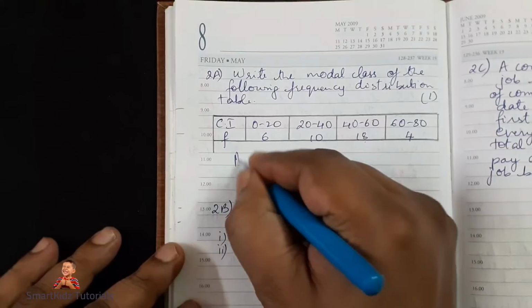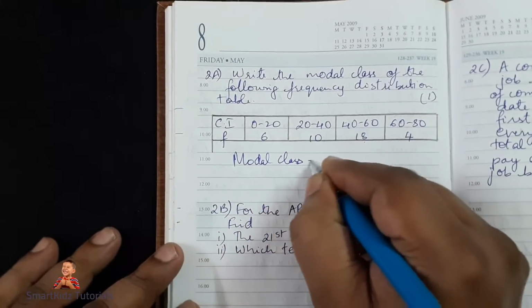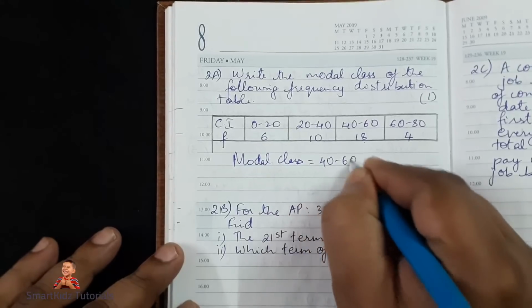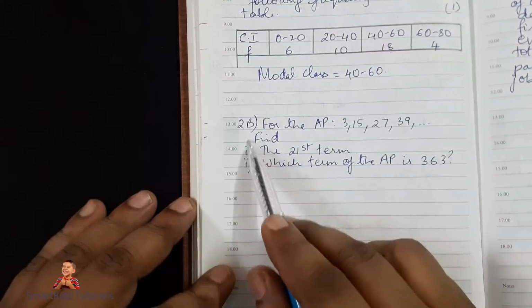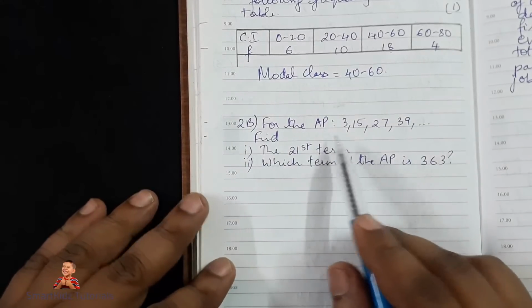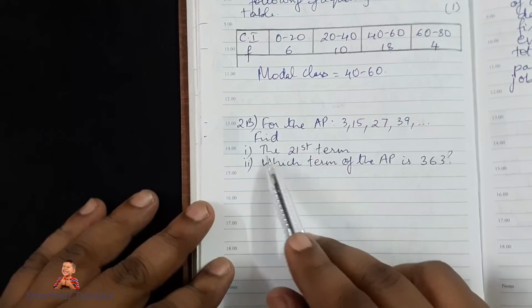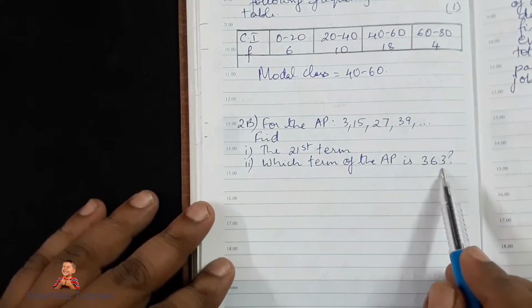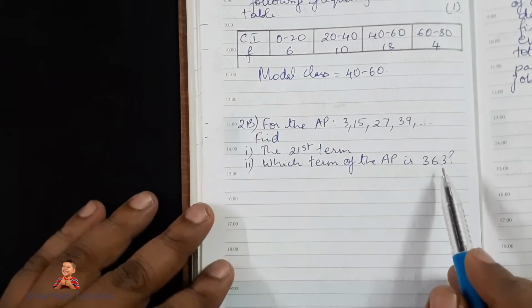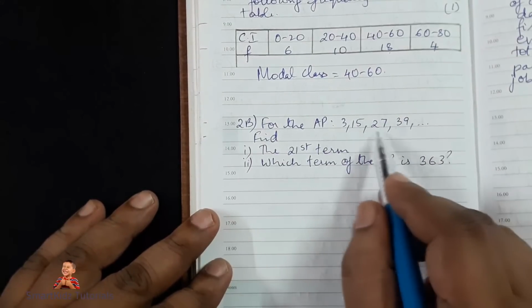You can write over here, modal class equal to 40 to 60. Next question, 2b, for the arithmetic progression 3, 15, 27, 39, find the 21st term. This is the first part, and the second part says which term of the arithmetic progression is 363. So write down whatever is given first in this.